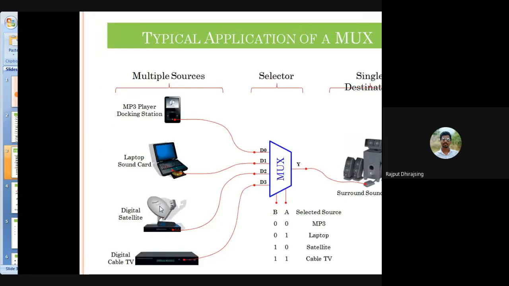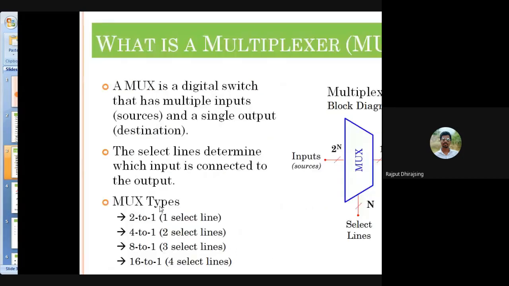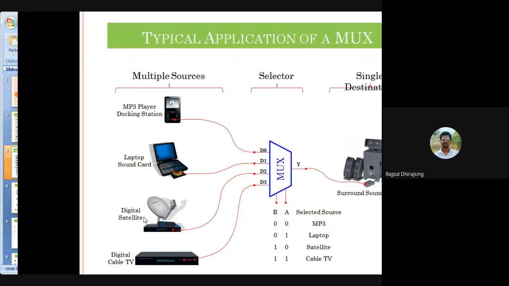So we will see first how the mux works. This one is a typical application for a mux. This mux has four inputs and only one output. The two select lines are there, and they are nothing but A and B. So the first input is 0 0, second input is 0 1, 1 0 and 1 1. So four inputs are there for this.